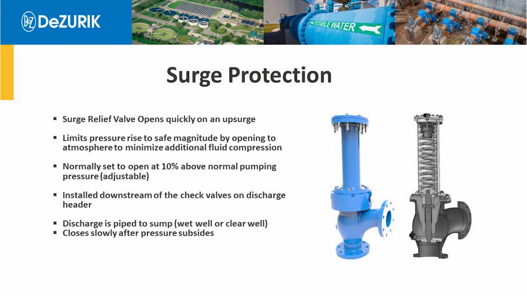So the title of the presentation, surge prevention and protection. We want to try and prevent the surge if we possibly can. But on a loss of power, you can't. So we have to protect the system. We use a surge relief valve, which is a pop safety valve. We install that on the discharge header, and it opens when the high pressure surge comes back and limits that surge pressure to an acceptable level.